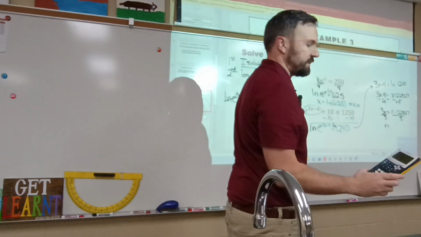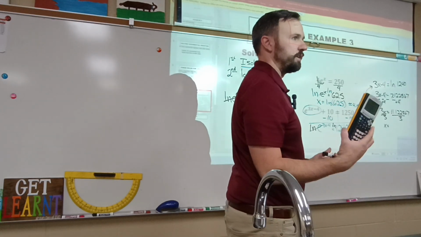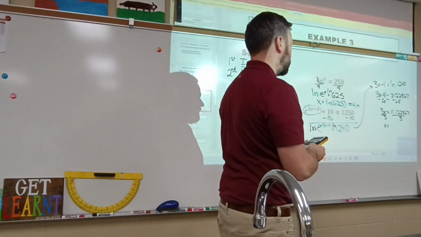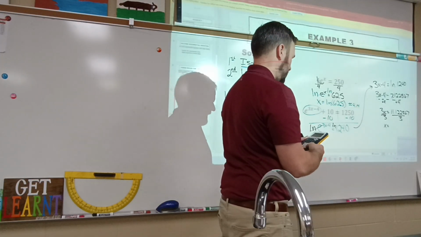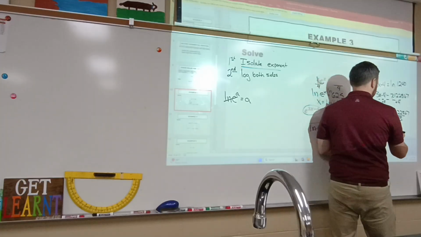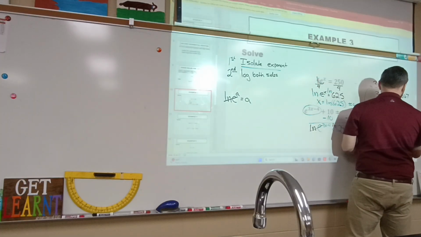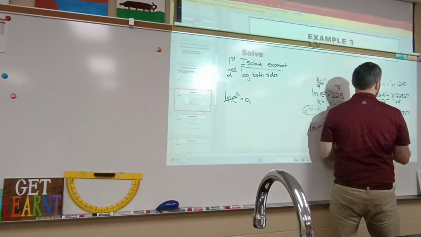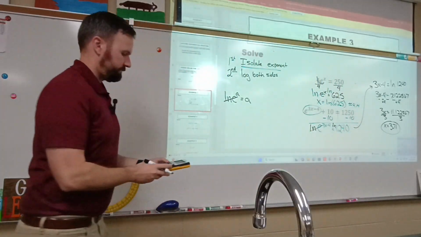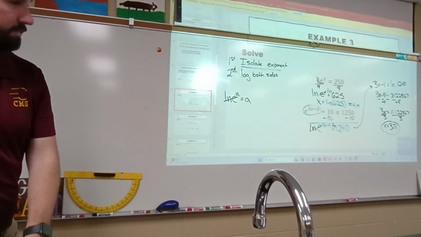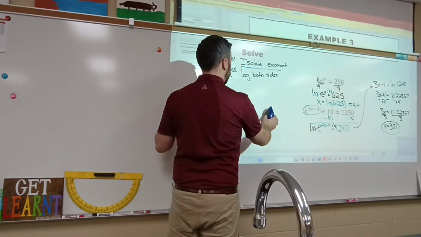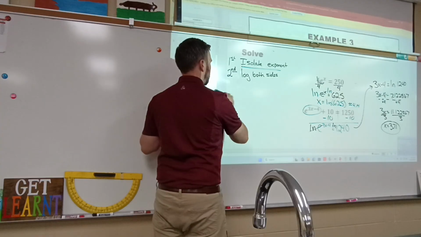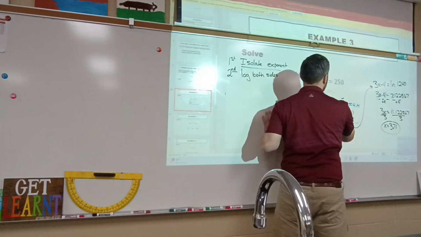So what I do is I just leave the answer in my calculator and I keep manipulating that one so I don't have to worry about rounding as much. I got 3.71. Okay. You okay? Isolate, log both sides, solve.